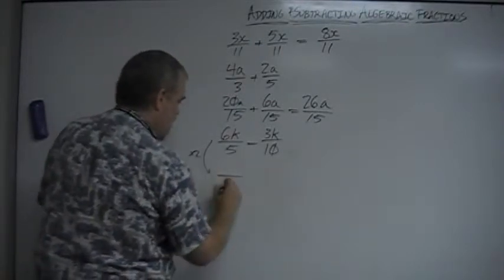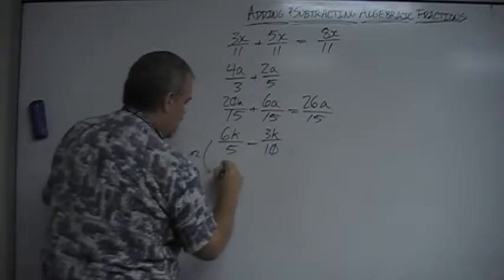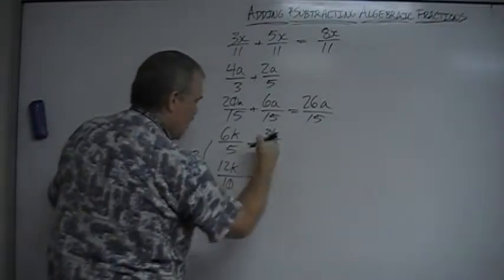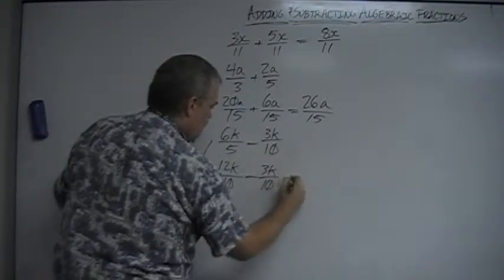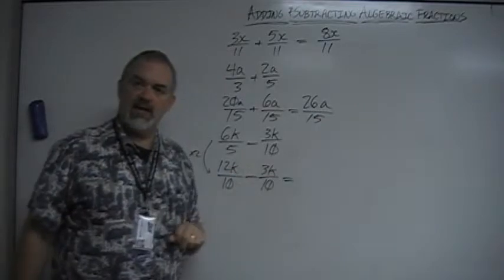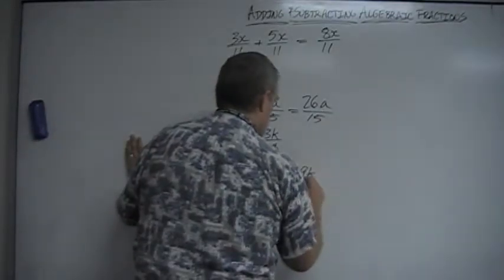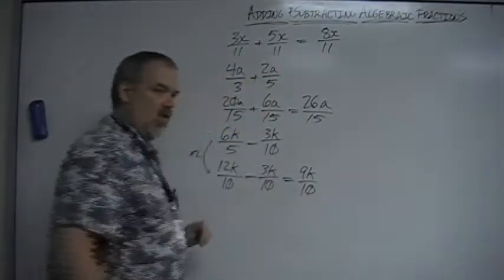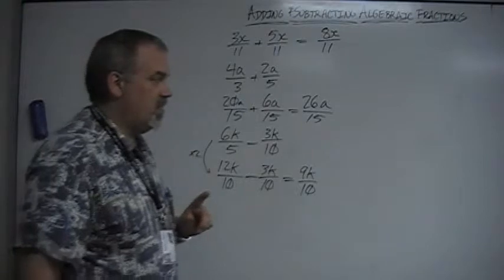5 times 2 is 10, matches with this. 6k times 2, 12k. Take away, and we're not going to change this at all. 12k's, take away 3k's, I'm left with 9k's. 9k over 10. Okay? One more example, and then we're done.